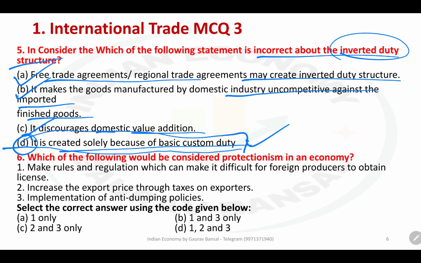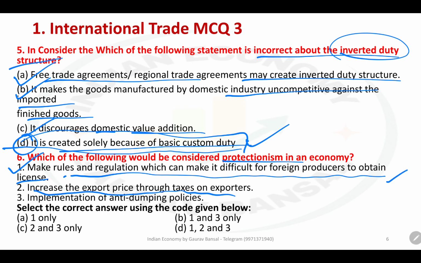Sixth, which of the following would be considered protectionism in an economy? Making rules and regulations which make it difficult for foreign producers to obtain a license. That is correct. So foreign companies cannot sell in your territory. That is exactly protectionism.